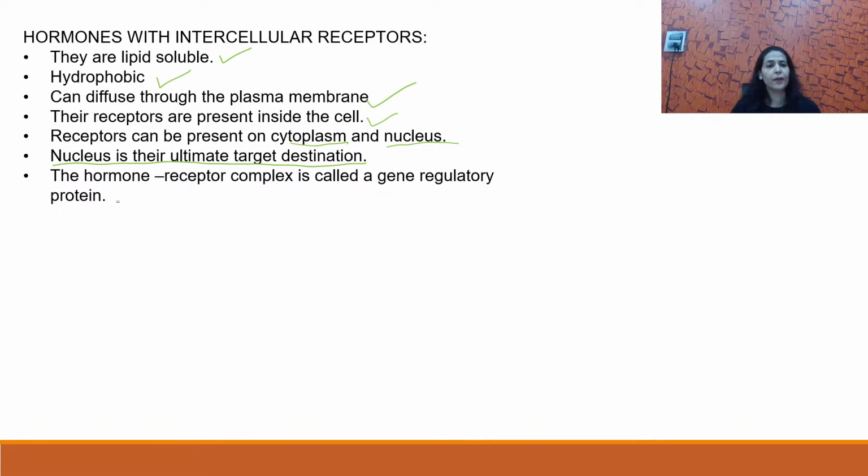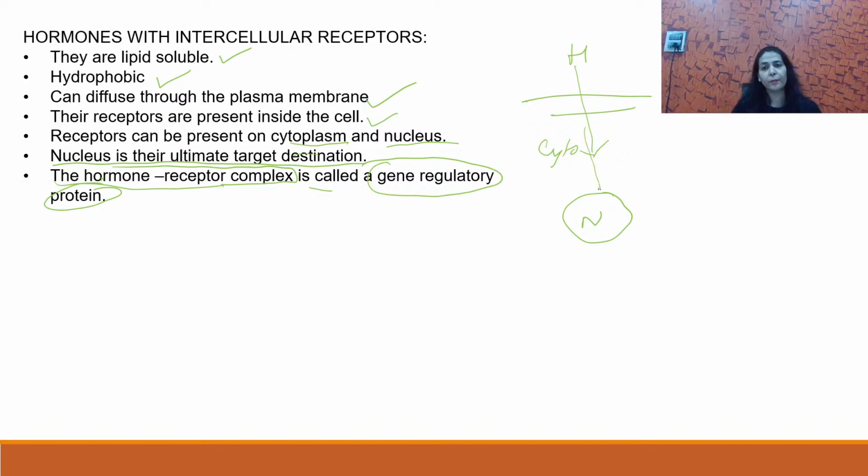Now here again the hormone receptor complex will be formed, and this hormone receptor complex is known as gene regulatory protein. Please remember this word, gene regulatory protein. As I told you, the hormone is going to cross the plasma membrane and enter inside. Inside, it has receptors in the cytoplasm, and it can also have a receptor in the nucleus.